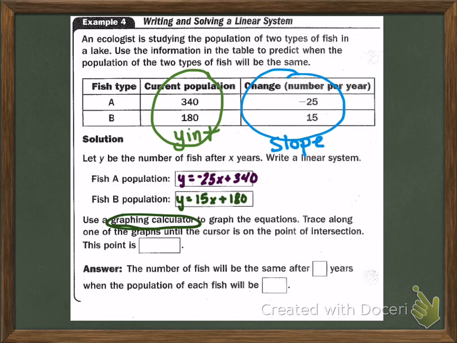The point where these meet is at 240. What I'd like you to think about is what that means. The number of fish will be the same after how many years? When the population of each fish will be what? The number of fish will be the same after 4 years. That's your x value. When the population of both fish types will be at 240. So the idea is that the ordered pair is the meeting point of the two equations, where the two equations would have that same ordered pair and the same solution.